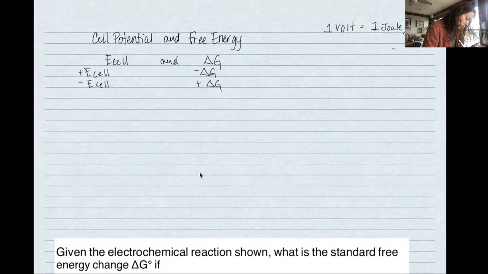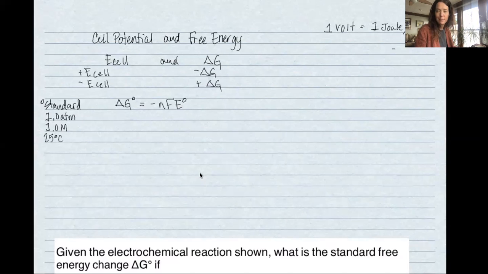It is also true that delta G standard equals negative nFE standard. Standard in electrochemistry is 1.0 atmospheres, 1.0 molar, and the temperature is now 25 degrees Celsius. So confusing because they just up and changed it on you, right? But n here is the number of moles of electrons transferred.